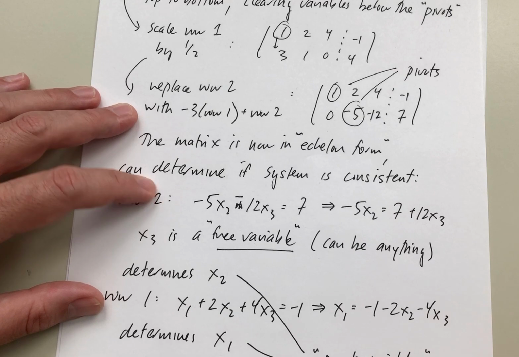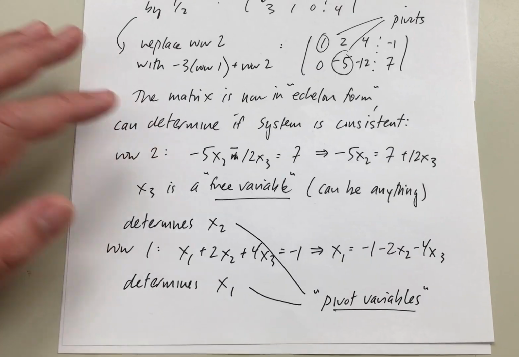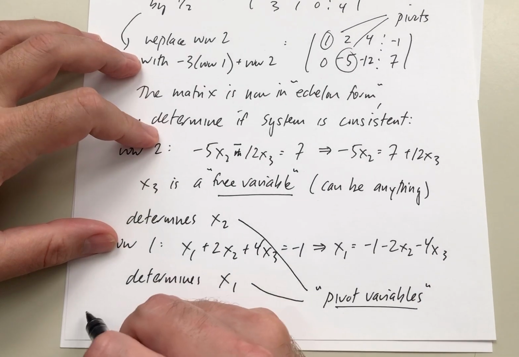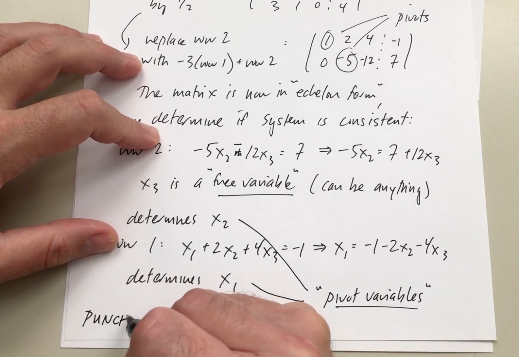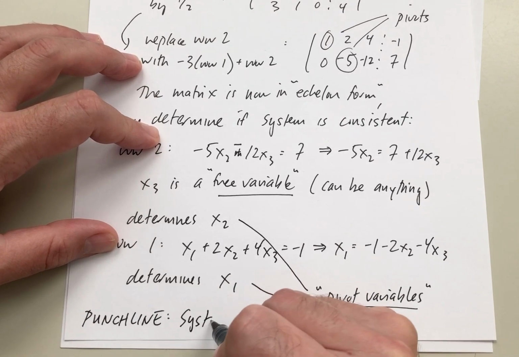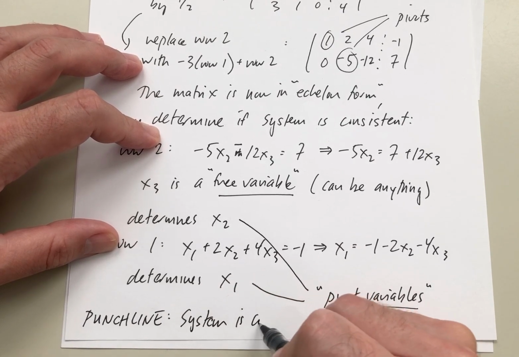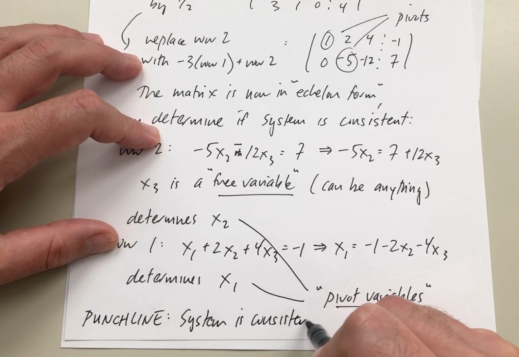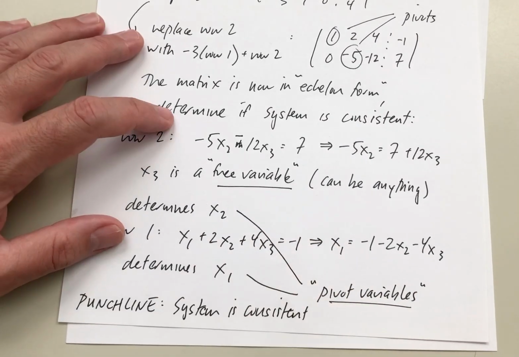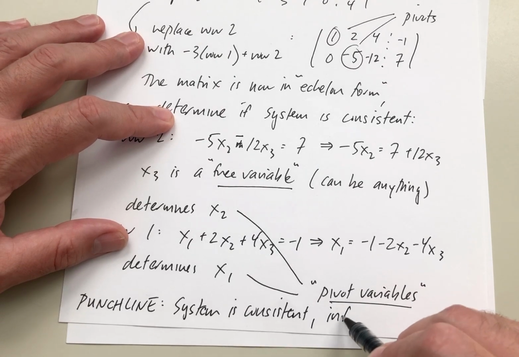Okay, but the main idea here is that I can already tell, so maybe the punchline is that the system is consistent. It has a solution, but in fact, I had a choice of what x3 could be. So in fact, we have infinitely many solutions.